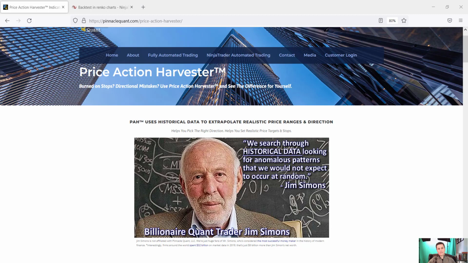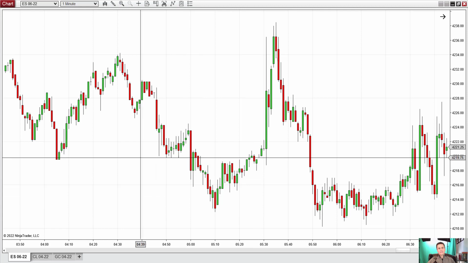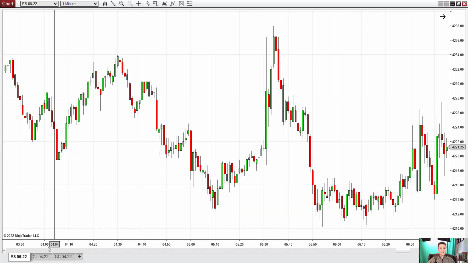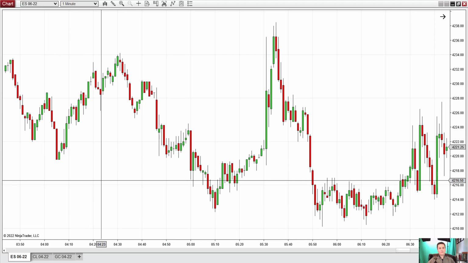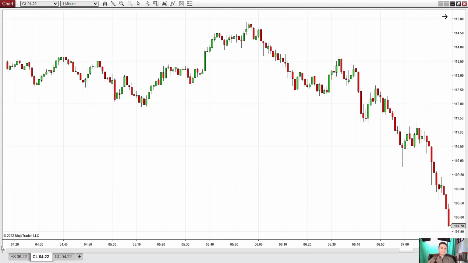How to trade the market when the VIX is above 25. So the easiest way I can demonstrate how one can trade the market when the VIX is above 25 is to actually show you what you should be looking for when you're trading with Price Action Harvester Automated and using the special operations feature to take advantage of the volatility that the market is experiencing. So let's assume the VIX is above 25.